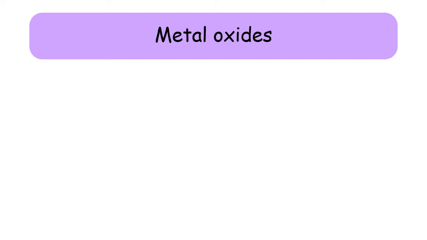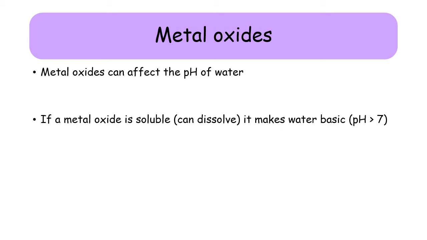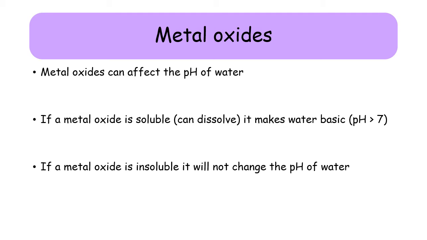Now the sources of bases and alkalis are metal oxides. So metal oxides are capable of changing or affecting the pH of water. If a metal oxide can dissolve, and we'd say that means it's soluble, it will make water basic. So it'll make the pH go higher than 7. However, if a metal oxide is insoluble, meaning that it cannot dissolve, the pH of water will stay the same.